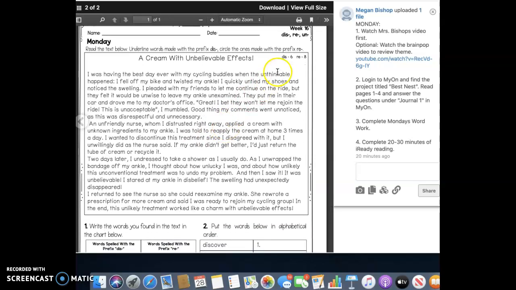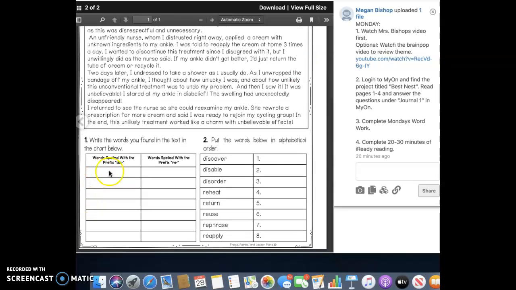Now, this actually gives you a really cool hint because at the top it tells you that there are 6 words that start with dis and there are 8 words that start with re. So you're just going to write them right here. Then you are going to put the words in alphabetical order. So I mentioned this in the video last week. We have 3 words that start with D, and we have 5 words that start with R.